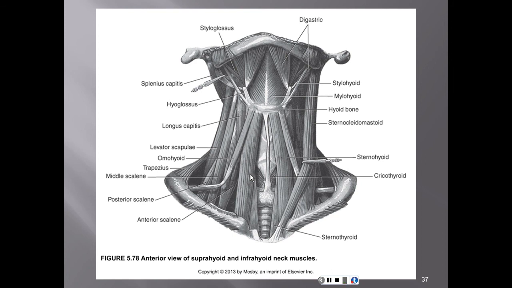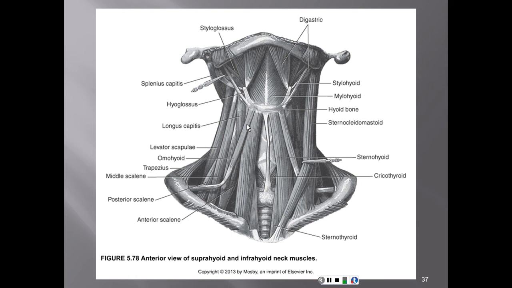Another illustration. Anterior view of the suprahyoid and infrahyoid neck muscles. Identify the hyoid bone and all the muscles that attach to that hyoid bone. Many things act on a hyoid. The hyoid is the only bone that doesn't articulate with anything else. Well, it's just not hanging there. It forms an attachment to many muscles.